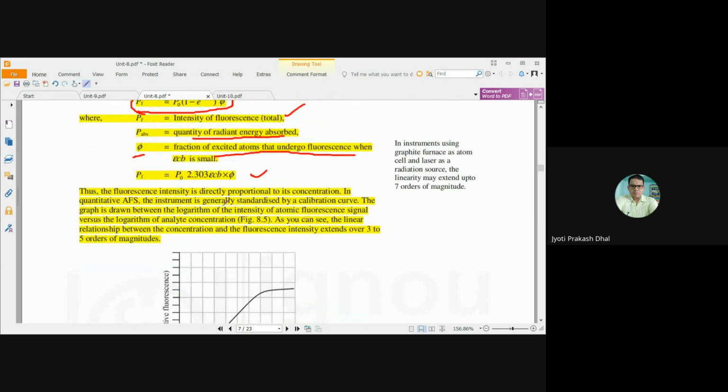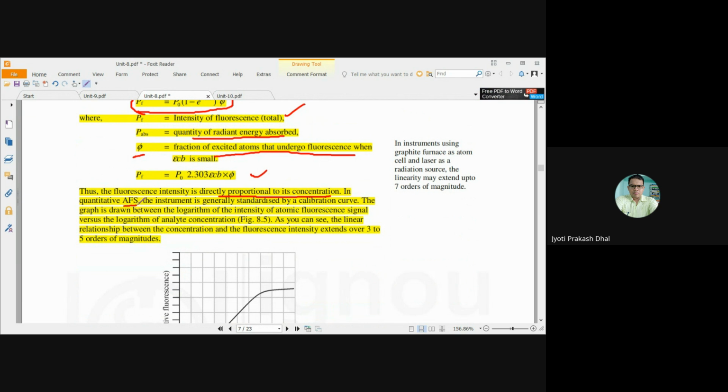Thus the fluorescence intensity is directly proportional to its concentration. Because epsilon is constant, b, the thickness of the cell, will be constant, P0 will be constant, and phi is one constant. So the fluorescence intensity is directly proportional to the concentration of the analyte present in the sample.